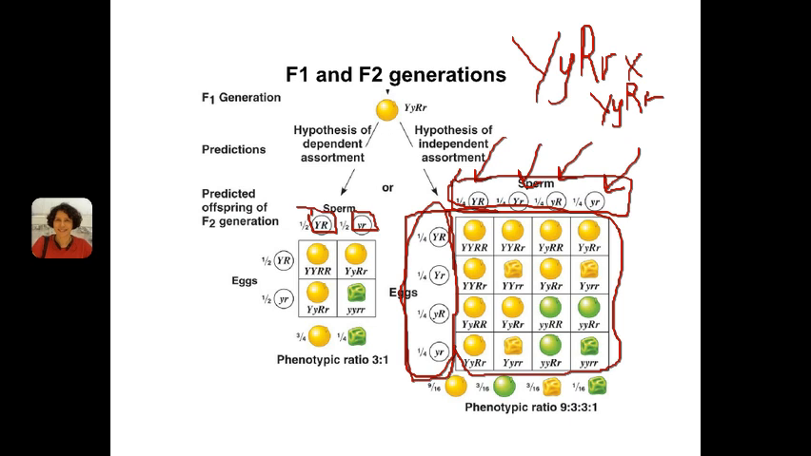Notice that if you count them, there are 9 that are both yellow and round. Shall we count them? 1, 2, 3, 4, 5, 6, 7, 8, and 9. And then there are 3 that are going to be yellow and wrinkled. Let's make those a different color.